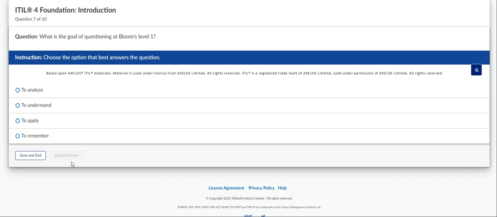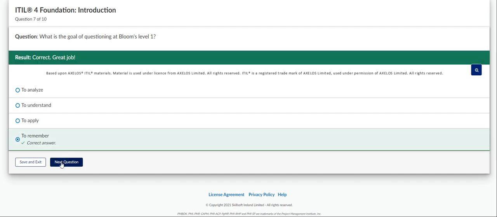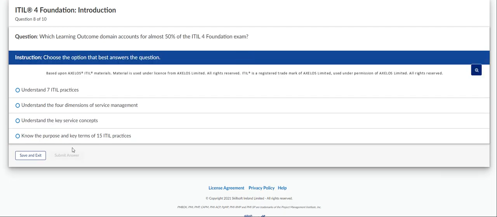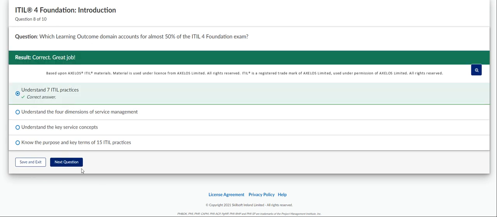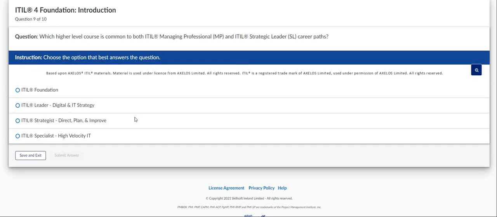What is the goal of questioning at Bloom's level? To remember. Which learning outcome domain accounts for almost 50% of the ITIL 4 foundation exam? Understand the dimension. No. Know the purpose and key to understand this. No. Understand the four dimensions of service management. I think it's this one. Yep. Which higher level course is common to both ITIL managing professional and ITIL strategic leader career paths? I think it's going to be high velocity. No, plan and improve.